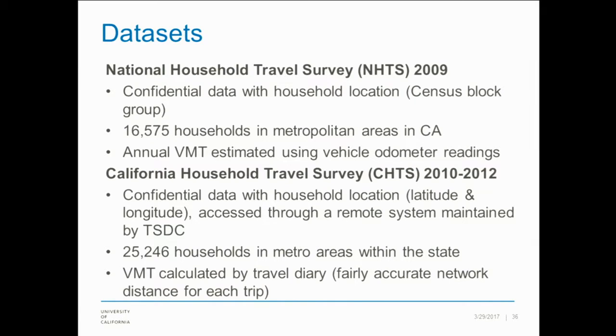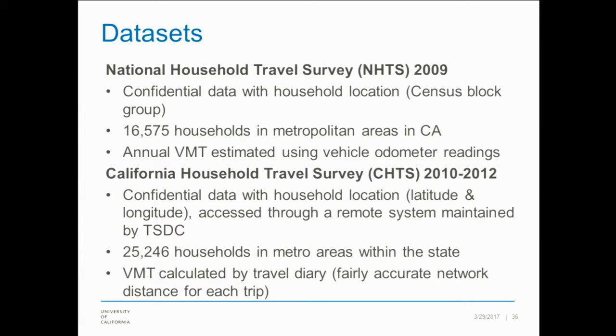And then the second data set was the California Household Travel Survey, which was conducted between 2010 and 2012. And this had more specificity, better specificity, basically latitude, longitude, street address level specificity for most of the observations, and a larger sample size. And then the VMT was calculated with a travel diary method in which people were asked where they went for every single trip, every single activity during the day was captured, and then there was a separate estimate done of the network distance for each of those trips to come up with an aggregate estimate of total auto use.